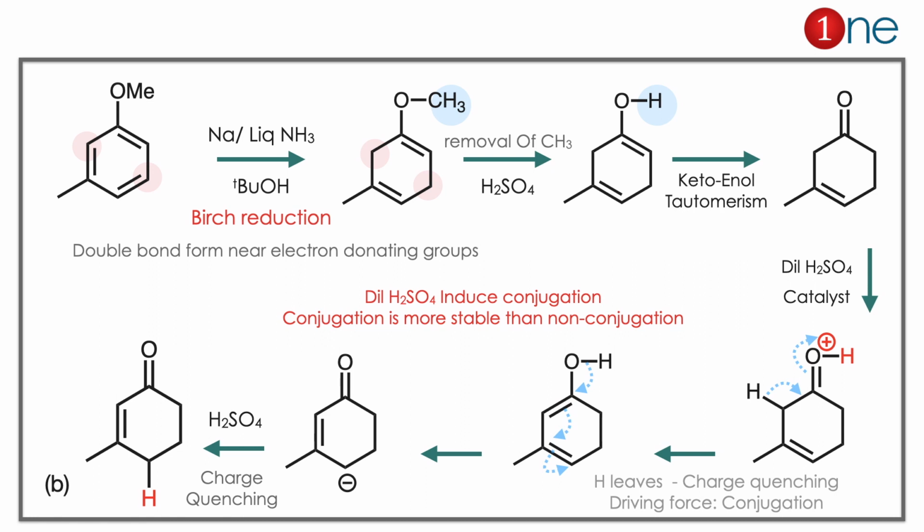Here you have to learn two important things. One is Birch reduction. In Birch reduction, the double bond always forms near the electron donating group. Second thing is conjugation is more stable than non-conjugation. So you have to induce conjugation in all possible ways.